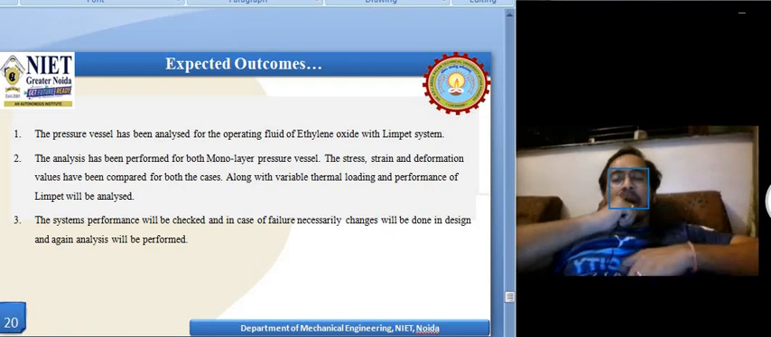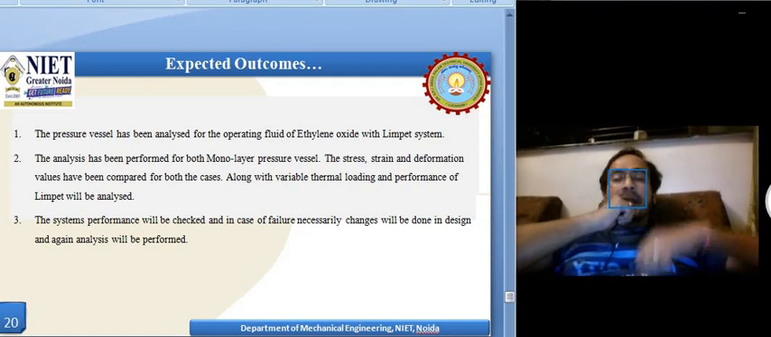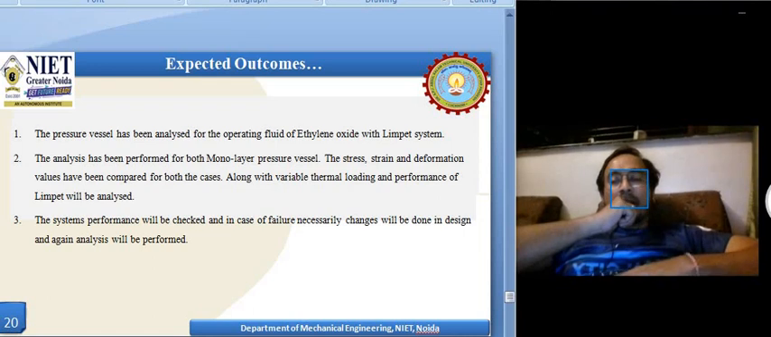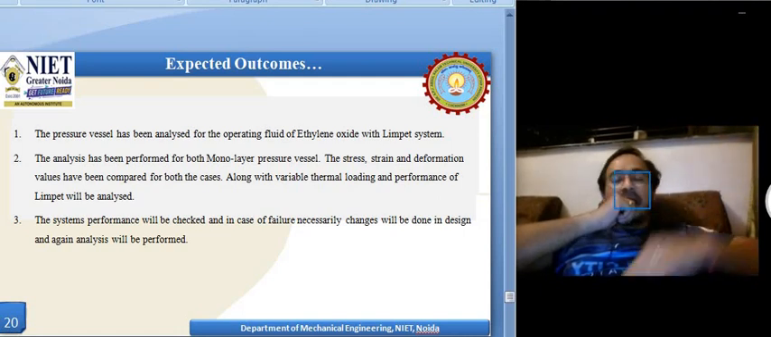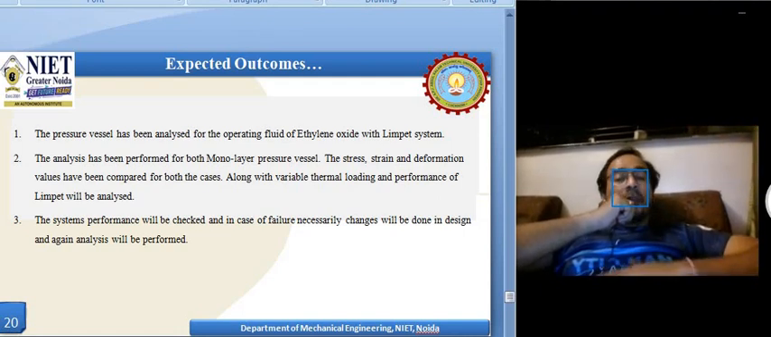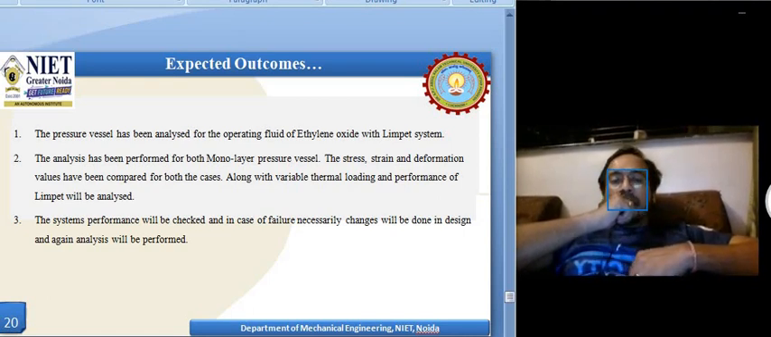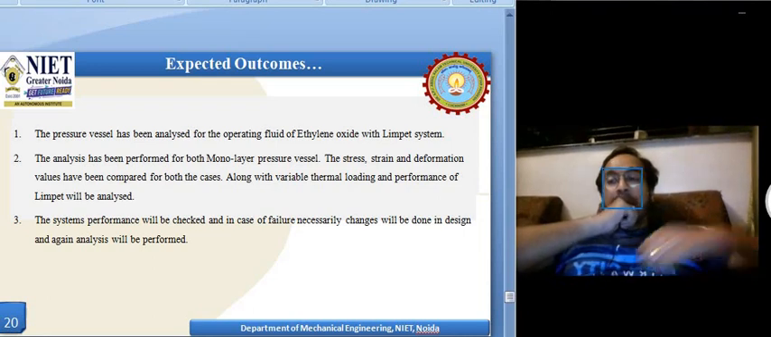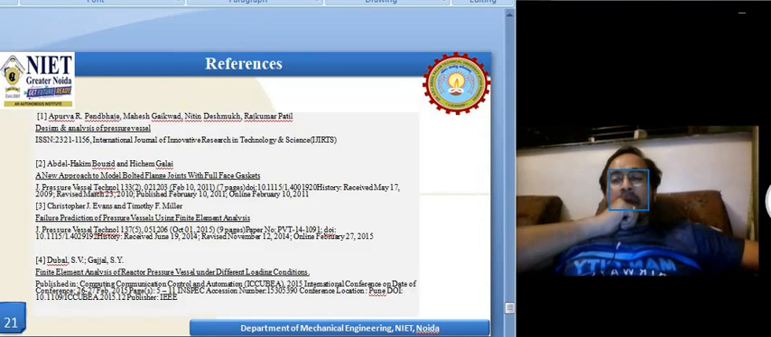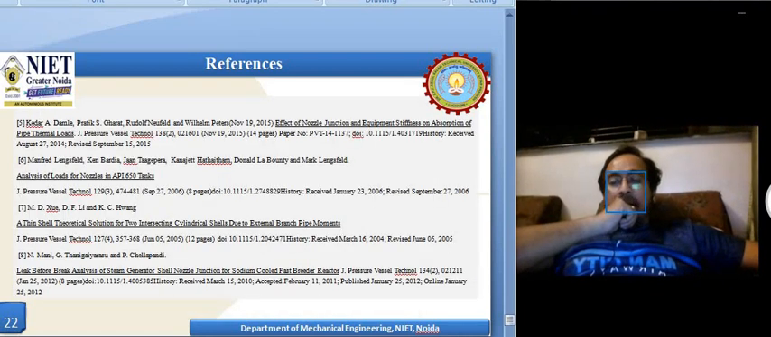Now, the expected outcomes are that we will design and analyze the pressure vessel for the operating condition using ethylene oxide as the fluid, and it is a monolayer, that is a single layer type of pressure vessel. So obviously all types of stresses, strain and deformation we are going to figure out on the pressure vessel side as well as the limpet side. Then the system performance will be checked. If failures occur, then we will change some of the model or some of the design parameters relevant to the pressure vessel. These are my references for the pressure vessel, and thank you very much.